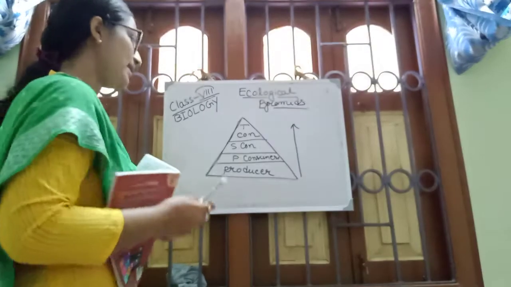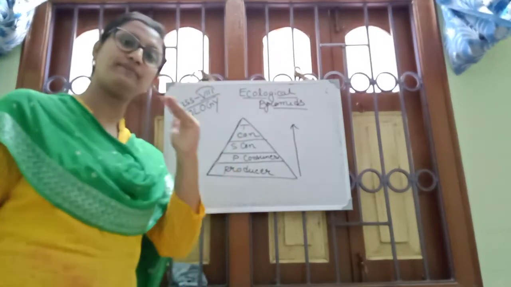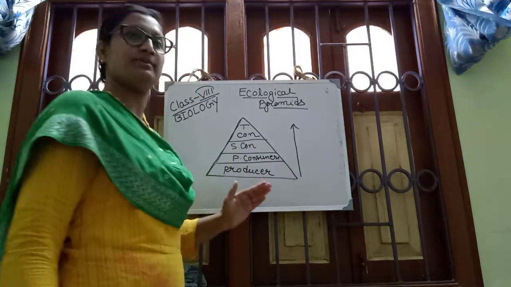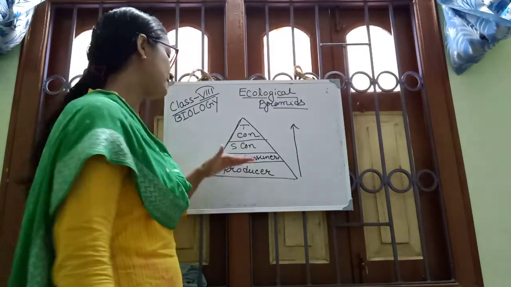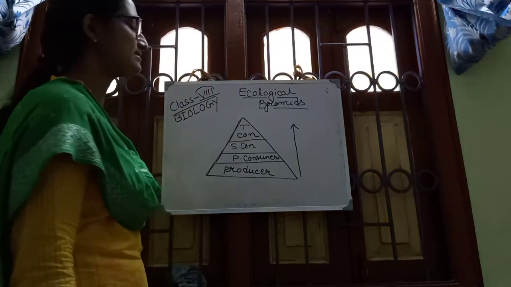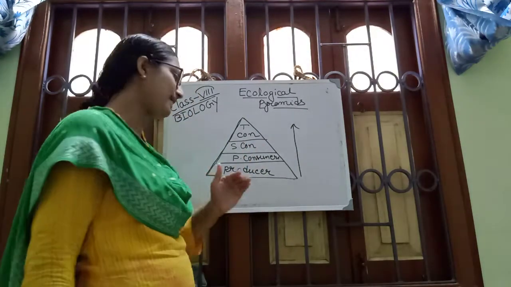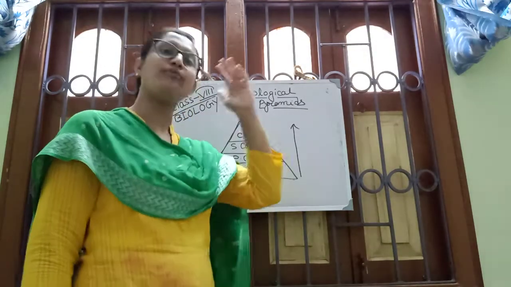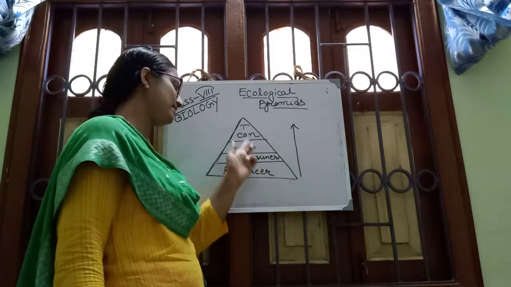This is the graphical representation of the pyramid of number. Mind it, this pyramid shows only the number and the relationship between all these organisms. The more producers present, that's why they are at the lower level. After that the primary consumer, then the secondary consumer, and last the tertiary consumer. Producers are green plants, primary consumers are herbivores, secondary consumers are carnivores, and tertiary consumers at the top are also carnivores that eat the secondary consumers.